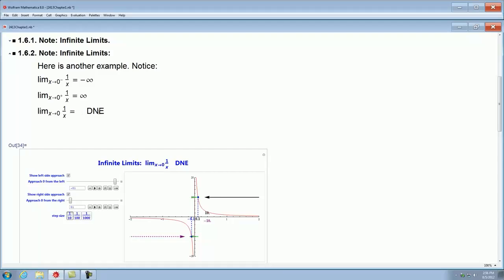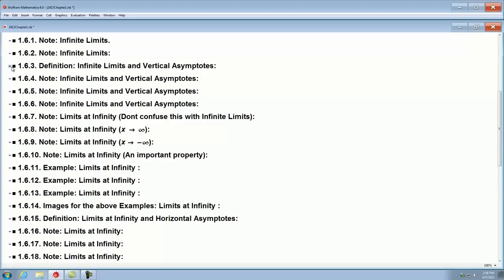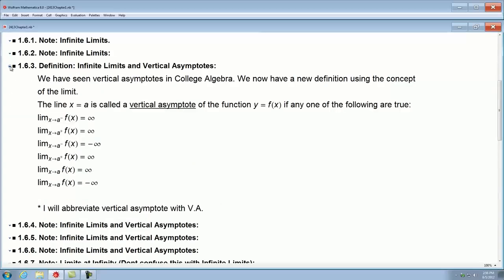Remember, we have to have the left and right be the same for us to be able to say that the limit exists. So we get D and E for that one. All right, now how is this infinite limit connected to what we call the vertical asymptotes? In college algebra, we studied vertical asymptotes, and now we have a new definition. The line x equals a, that's a vertical line, is called a vertical asymptote if the function y equals f of x, if any of the following are true.